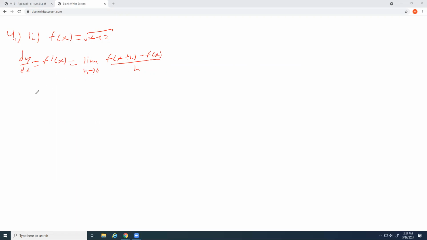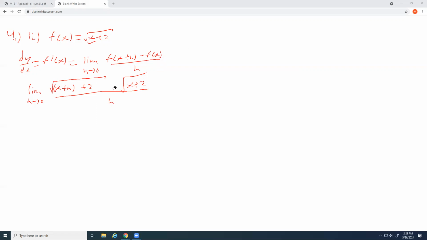So let's go ahead and plug in. So we have the limit as h approaches 0. So for f of x plus h, all we're going to do is wherever we see an x in our f of x, we're going to put in x plus h instead. So we'll take the square root of x plus h plus 2. And this is minus, and then f of x is still just a normal f of x, root x plus 2. And this is still all over h.